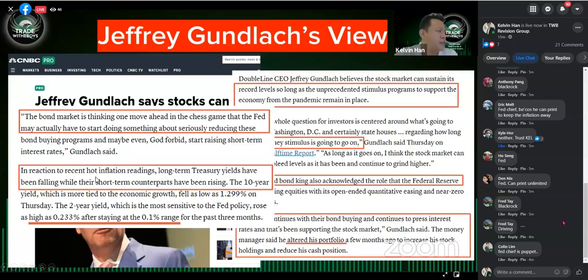Take note, in reaction to recent hot inflation readings, long-term Treasury yields have been falling while the short-term counterparts have been rising. In short, the 10-year yield, which is more tied to economic growth, fell as low as 1.299%, which is what happened recently. Then the 2-year yield, which is the most sensitive to federal policy, rose to as high as 0.233% after staying at 0.7% for the last 3 months. What is happening here is very clear. For the bond market, the yield is like a chess game, showing that there is a very serious contention that the Federal Reserve is going to reduce the bond buying. And God forbid, to raise the interest rate, which I don't think will happen so soon. But to do the tapering, aka reducing bond buying, is possible.